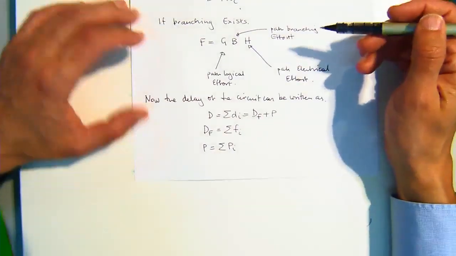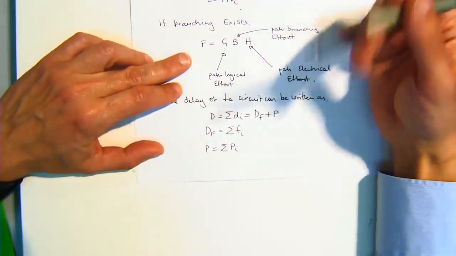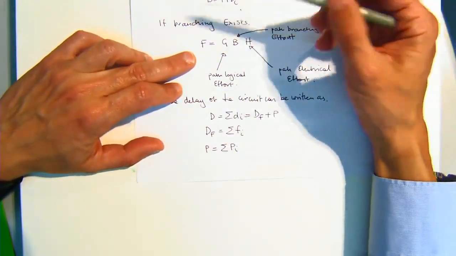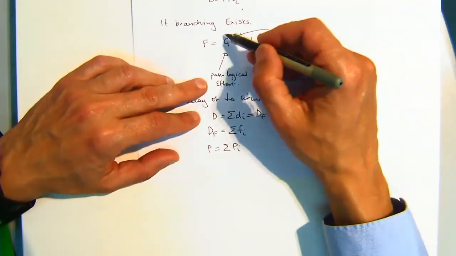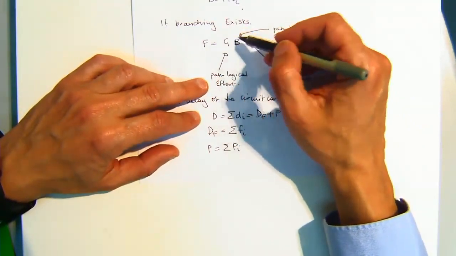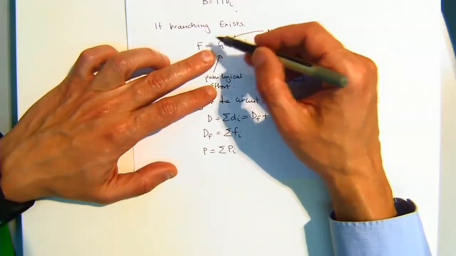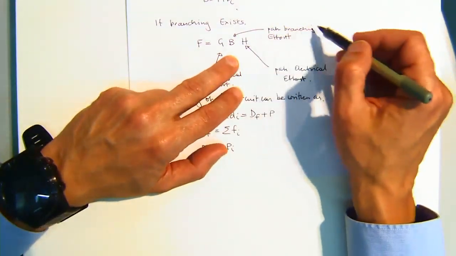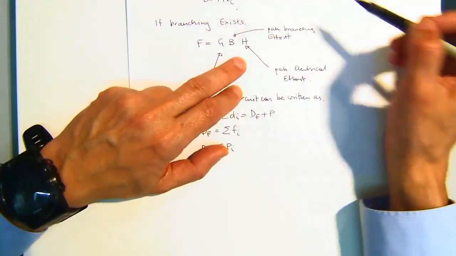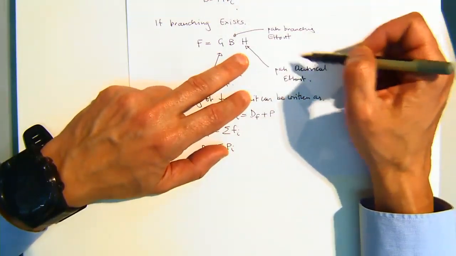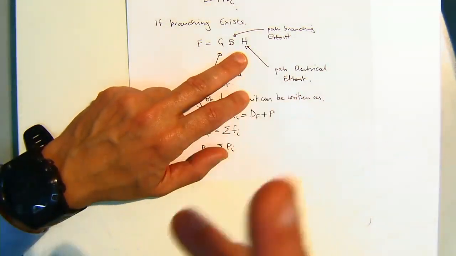So the point I'm trying to make here is that if we've got branching, the total path effort is the path logical effort, which is the product of all the individual logical efforts for each of the gates, and the total path branching effort, which as we worked out is the product of all the BIs, and the path electrical effort, which is the product of all the HIs.